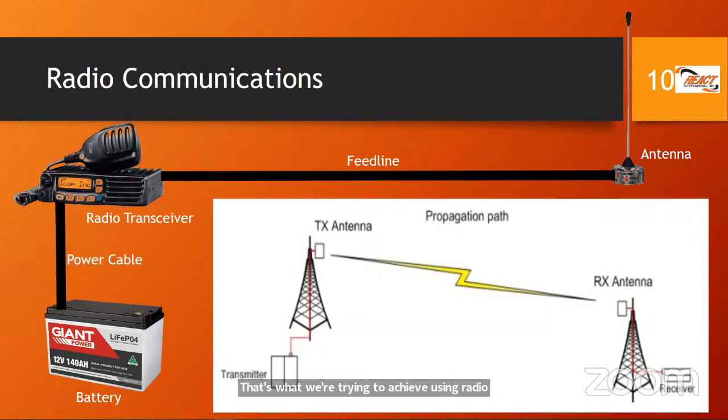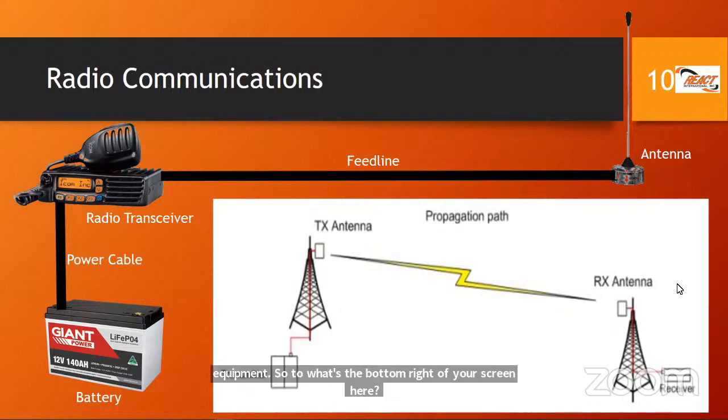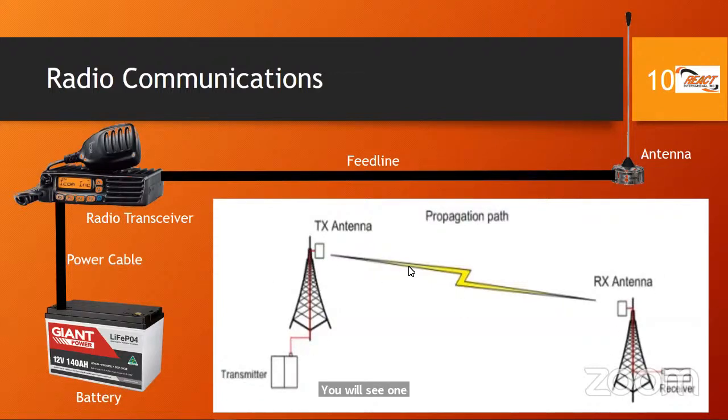So towards the bottom right of your screen here, you'll see one station and another station. So we're trying to get our signal from this station to the other station using radio waves. So we have labeled this a transmitter, and we have labeled the other one a receiver. But remember, you can be both a transmitter and a receiver depending on your function at the particular time. So that's why we refer to transceiver. So it's not that you are only a transmitter or you're only a receiver. In two-way radio, we tend to be both, right?